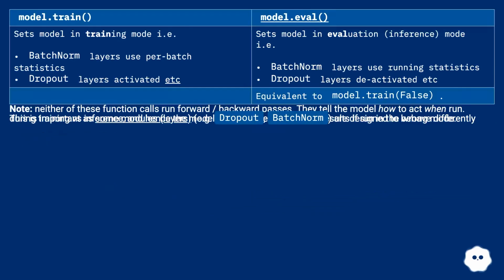Note: neither of these function calls run forward and backward passes. They tell the model how to act when run. This is important as some modules, layers, e.g. dropout, batch norm, are designed to behave differently during training versus inference, and hence the model will produce unexpected results if run in the wrong mode.